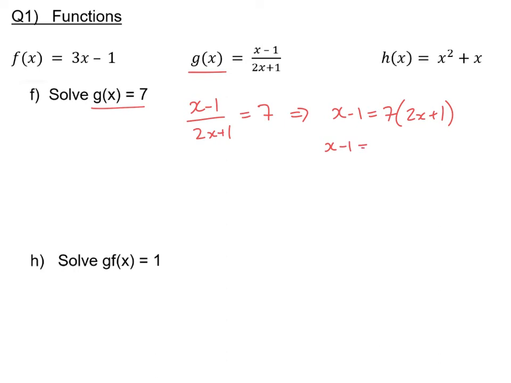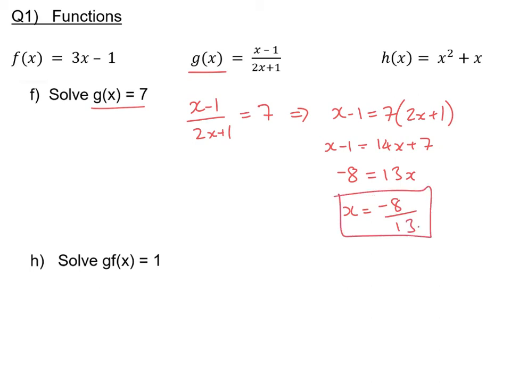We multiply through by the denominator as we so often do, expand the brackets, and solve. Take an x away from both sides and 7 away from both sides. And we're left with kind of a nasty solution, I guess, minus 8 over 13.